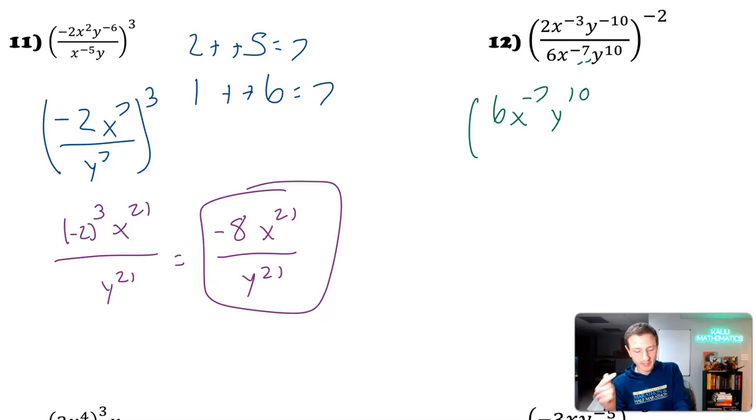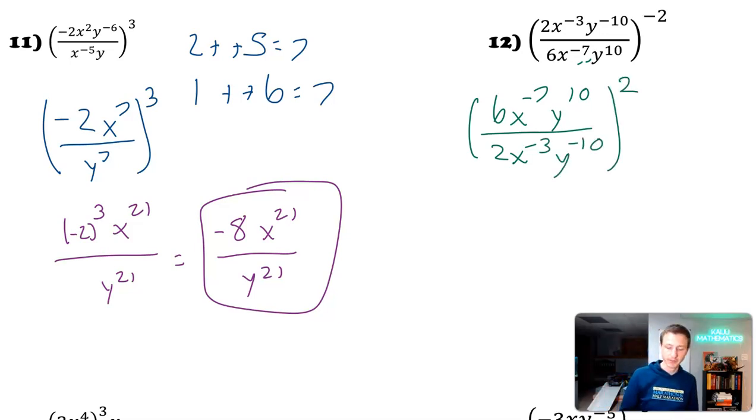So this is going to be 6x to the -7, y to the 10th, over 2x to the -3, y to the -10. Now this is all being raised to the +2. Now we could just use our base rules. We're dividing by the same base. We subtract, here we have 6 divided by 2 is 3. So that's just going to be 3.